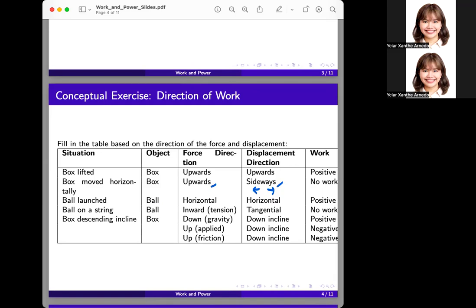If a ball was launched horizontally, we have applied force to a ball, and the direction would be to the left or to the right, horizontally. That's also the case for the direction of the displacement. In here, we have positive work done.